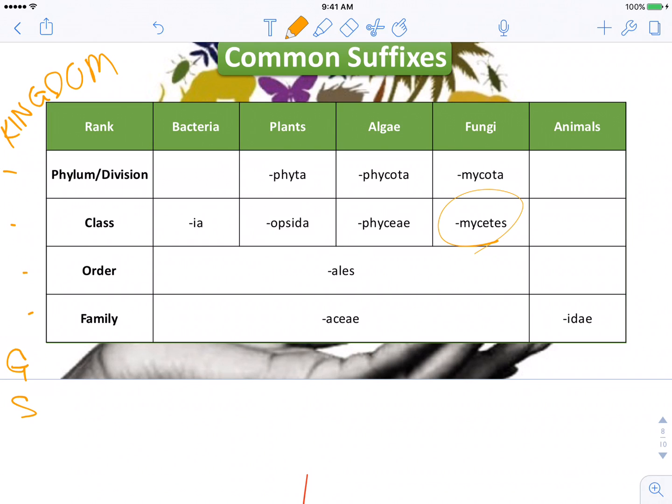Mycetes would tell us that we're looking at a fungi class. So if you see a word that ends in mycetes, you're dealing with a fungal class. If you see a word that ends in opsida, here, that tells you that you are dealing with a plant class. And so sometimes you'll see common endings in these words that tell you what level of classification you're dealing with.